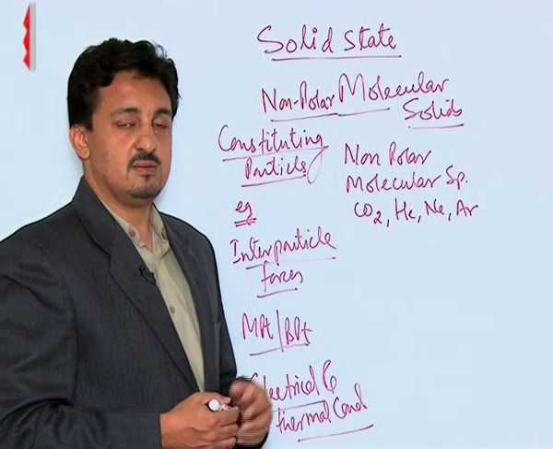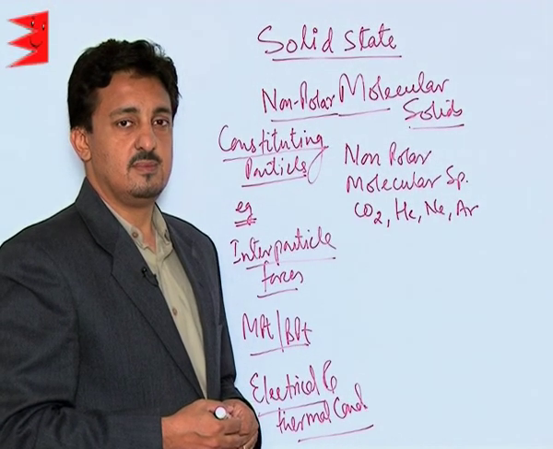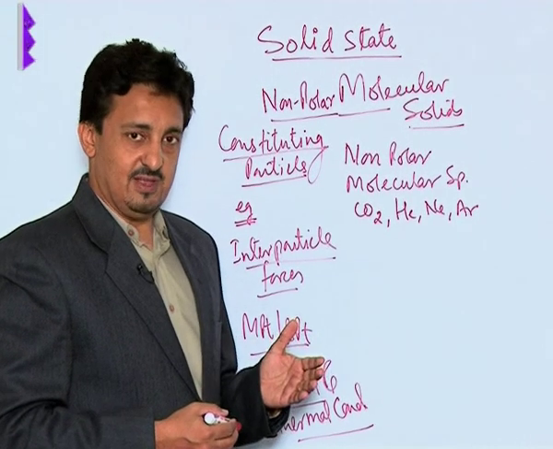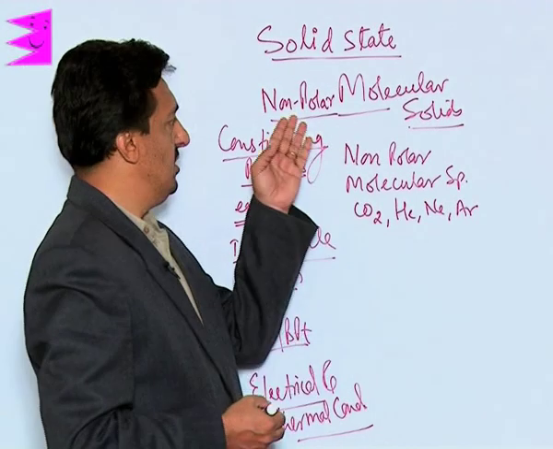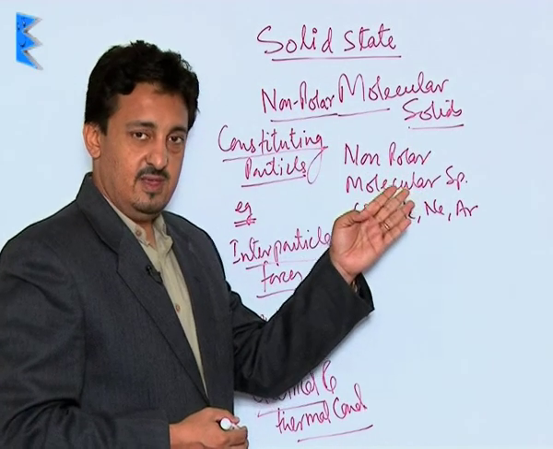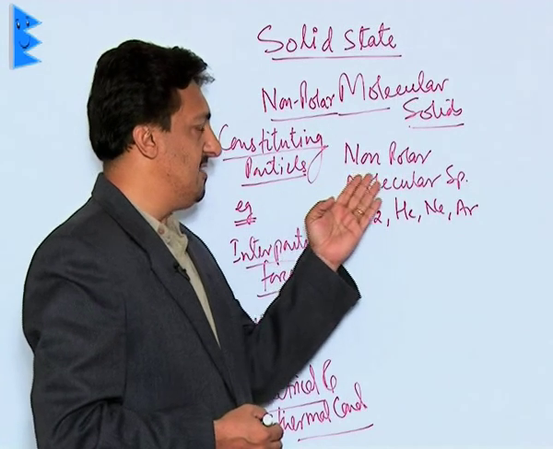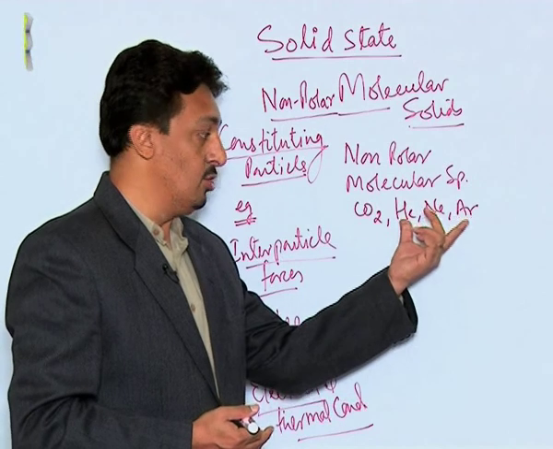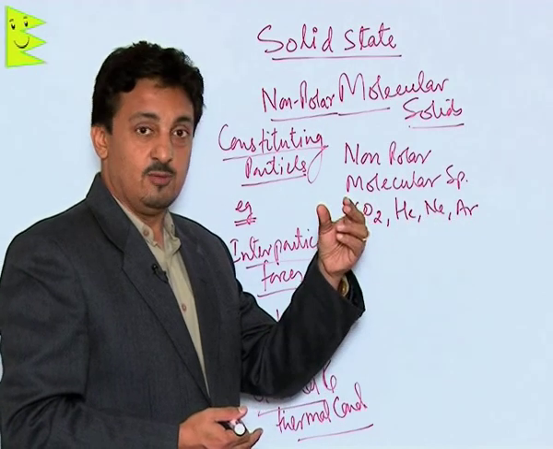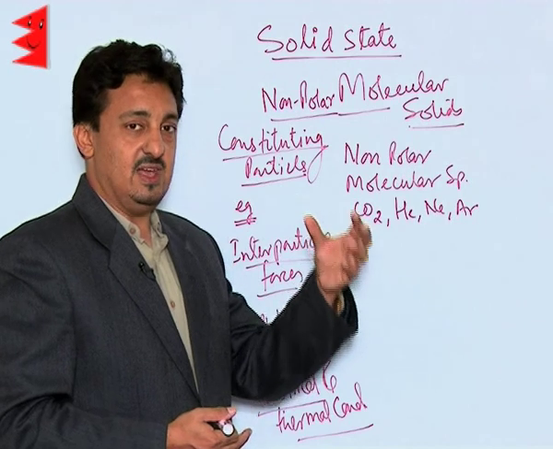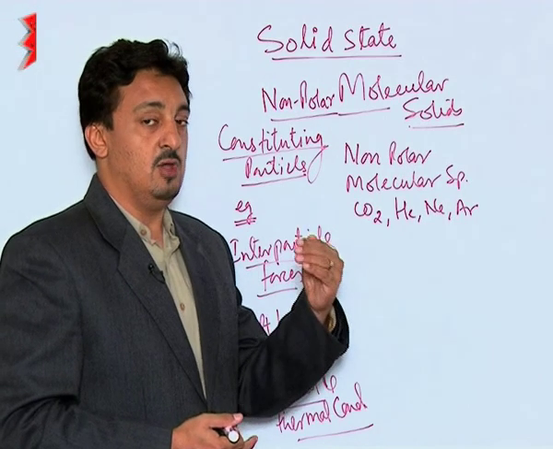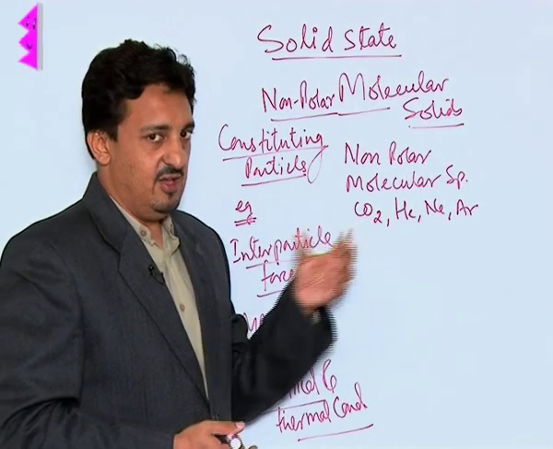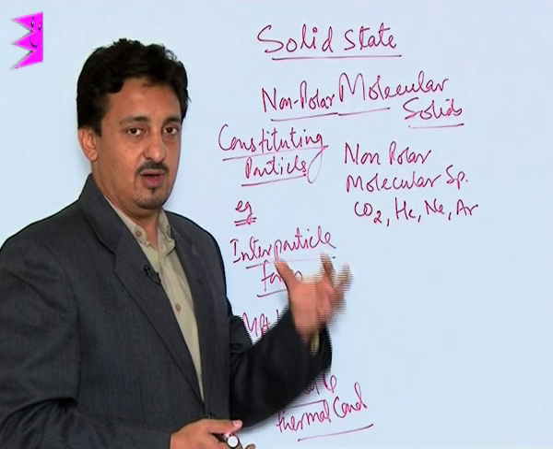Let us see the types of the molecular solids. Let us first start with non-polar molecular solids. In these, the constituting particles are your non-polar molecular species which don't have any polarity. The best examples are your noble gases, because they are the perfectly monatomic gaseous species. When they are solidified under high pressure, they form non-polar molecular solids. We can have CO2, CCl4, etc. All these will be the examples of non-polar molecular solids.